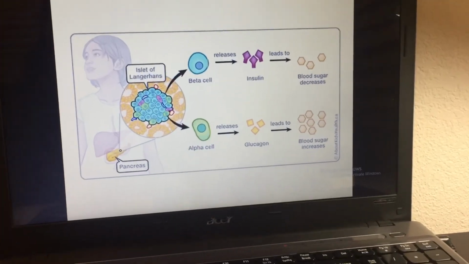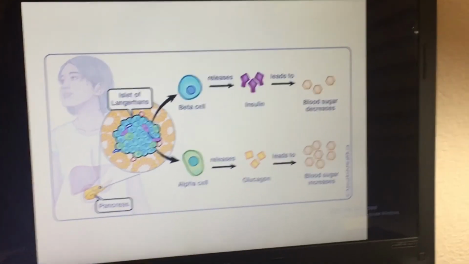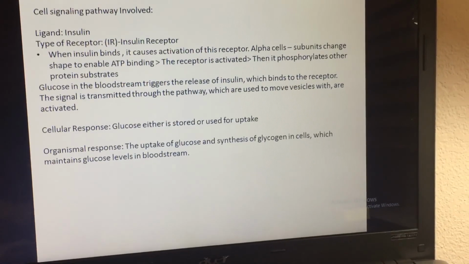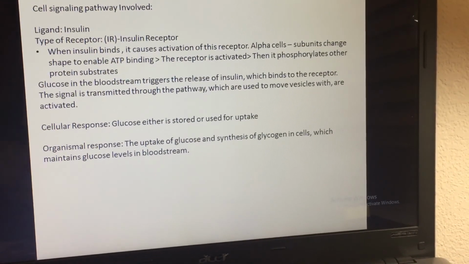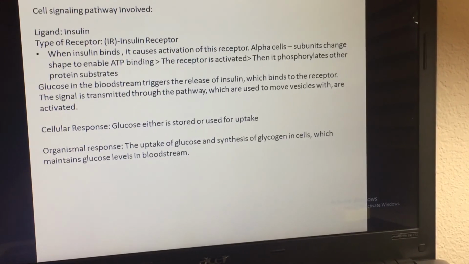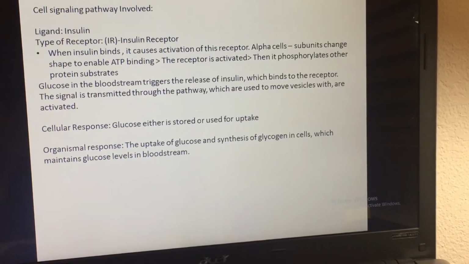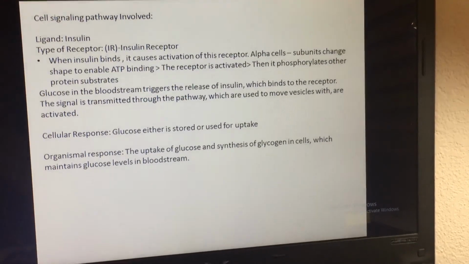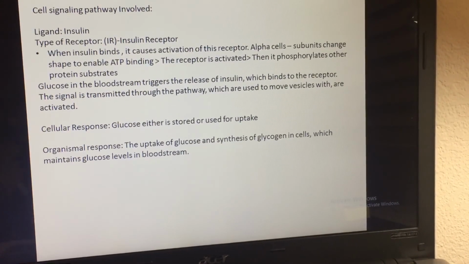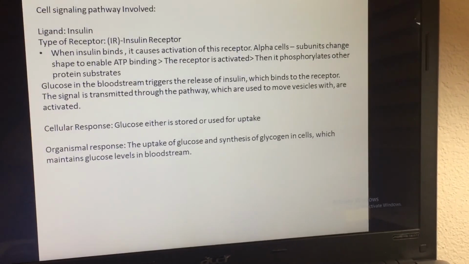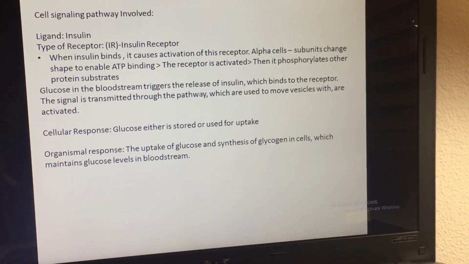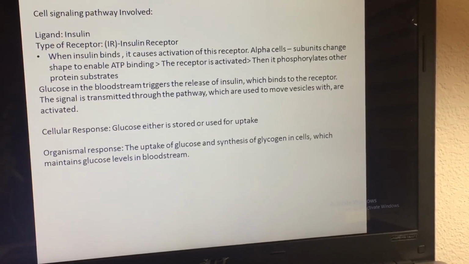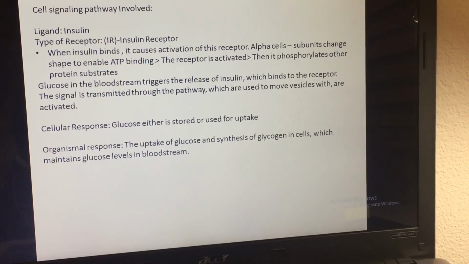So let's go back up here. This is a cell signaling pathway. The cell signaling pathway consists of a ligand, being insulin, and the receptor being the insulin receptor that's attached to the cells. The cellular response is that when insulin binds to the insulin receptors, the receptors get activated and they lead to opening of GLUT4, the glucose transporter that lets the glucose into the cell to lower the blood glucose levels and convert the glucose into energy the cell can use.